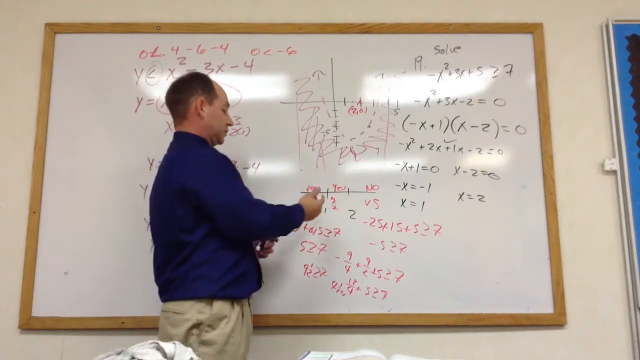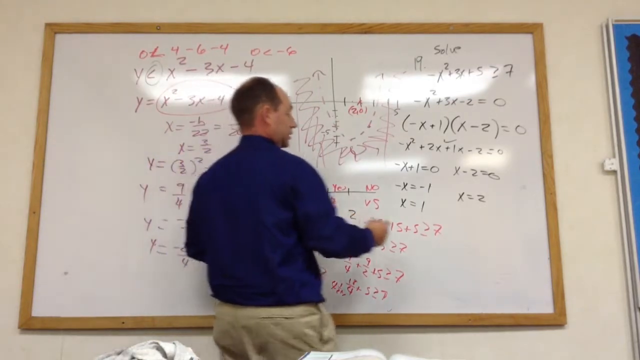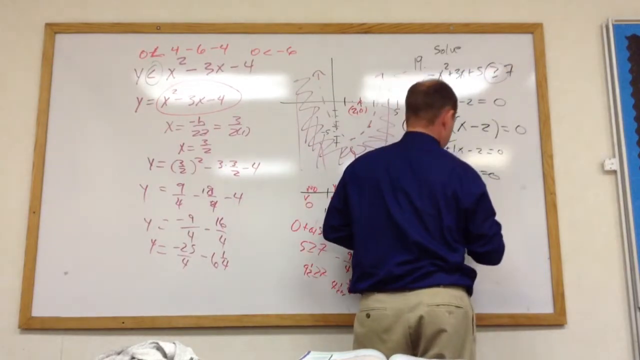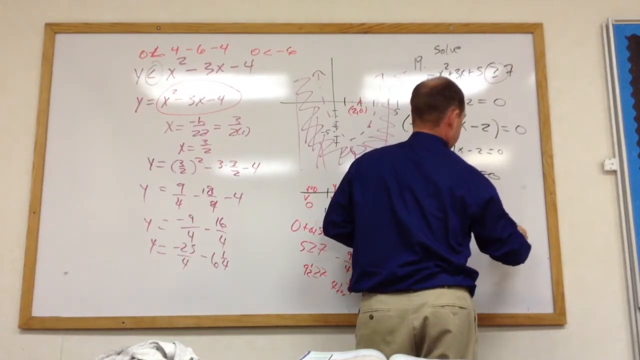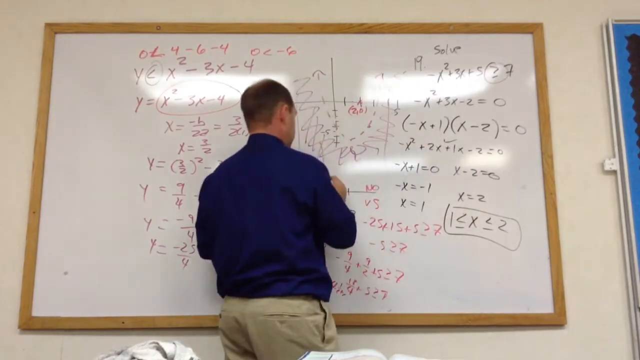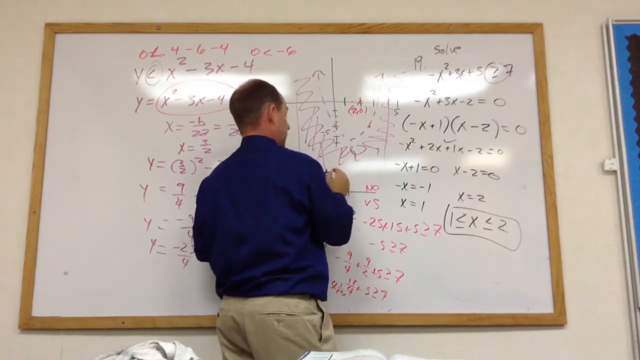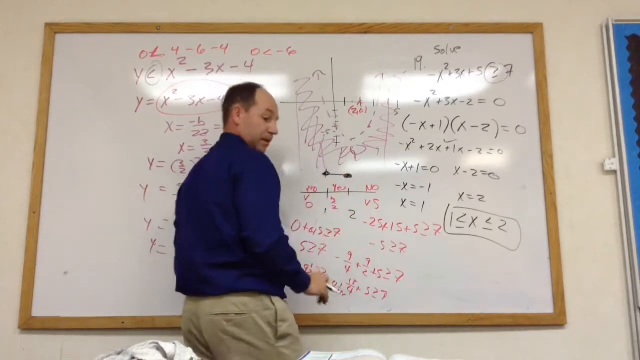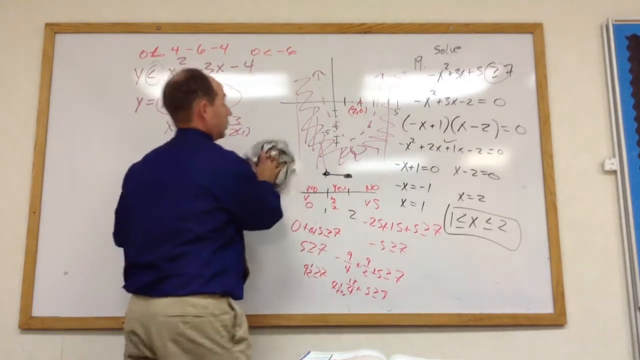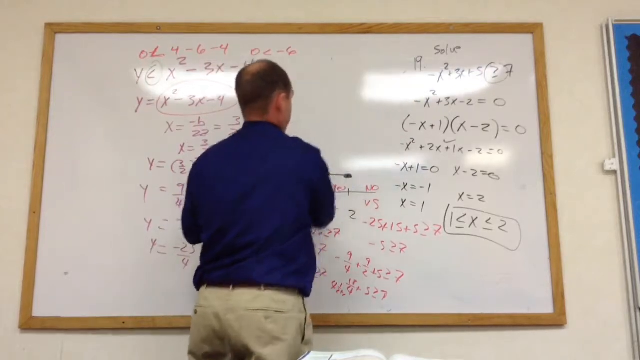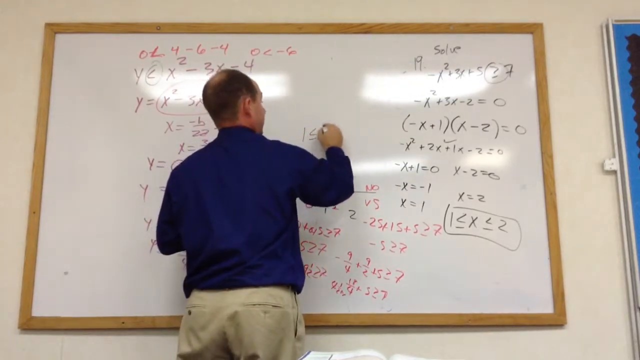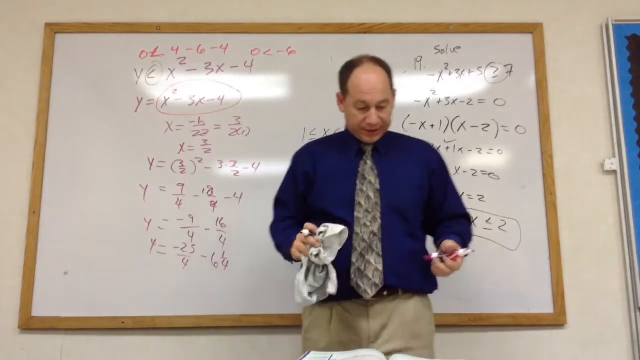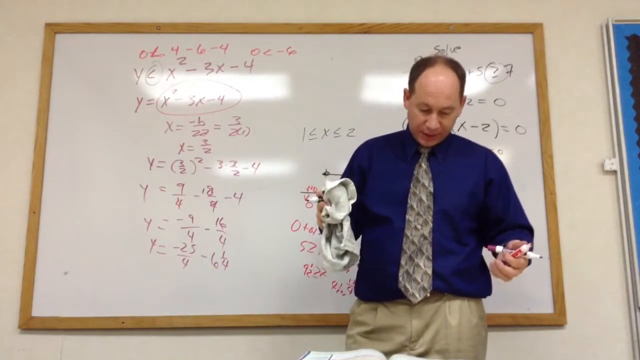What does that mean our solution is? It means it goes between 1 and 2. 1 is, again, more ink here, less than or equal to x, which is less than or equal to 2. It's that region here, between 1, including 1, and up to 2, and including 2. Okay? And that's how we show that answer, that 1 is less than or equal to x, which is less than or equal to 2.